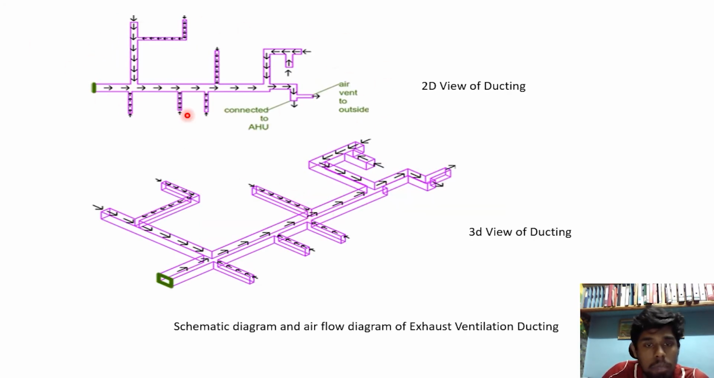So this purple color line is the schematic drawing for the airflow diagram of the exhaust ventilation ducting, and then as you can see, the black color line is representing the air out, which is going outside to the air vent and also to the AHU. And as you can see, this part is connected to the AHU and this part is connected directly outside. And this is the 3D view, same as the supply vent.